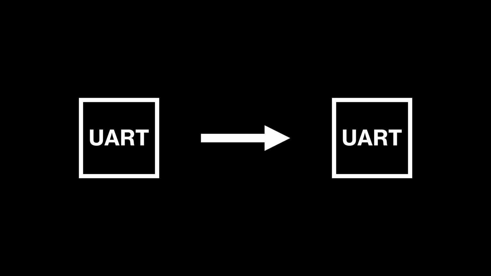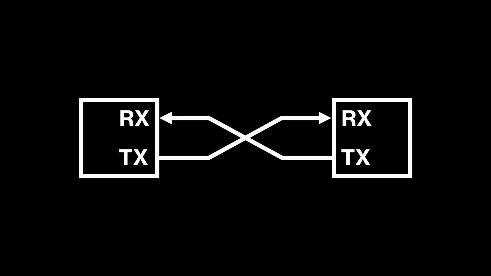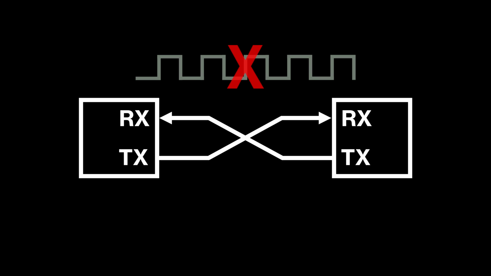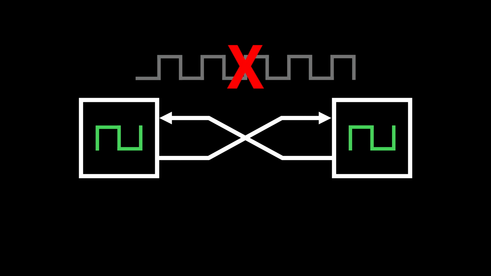UART can be run in simplex mode, where the connection is one way, or duplex mode, where both blocks send and receive. To set up a UART connection, we cross-wire two blocks. One block's TX line goes to the other's RX, and vice versa. UART is called asynchronous because there is no shared clock between the receiving and transmitting sides. Both blocks have their own internal clocks for timing and synchronization, but there is no external connection.